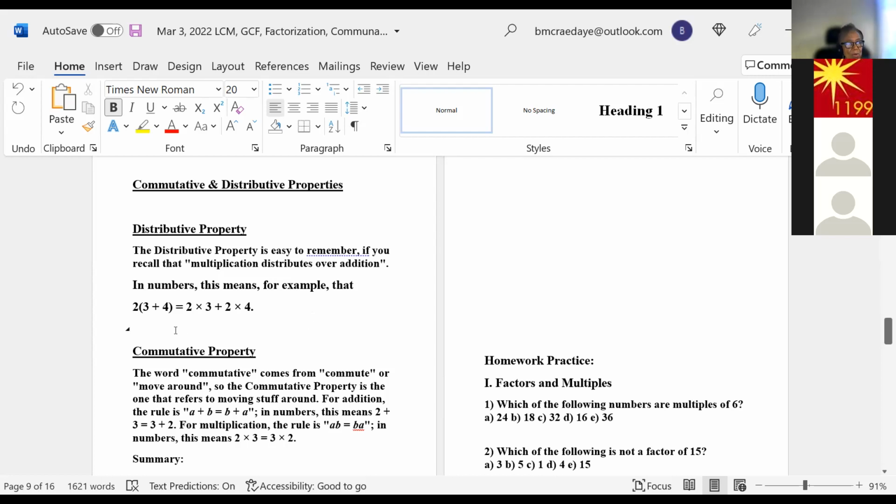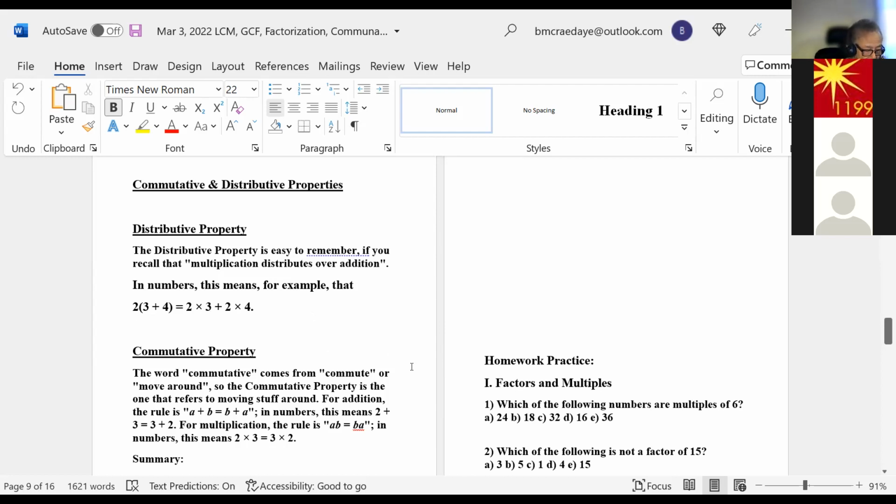So 2 times 3 is 6, and 2 times 4 is 8, and 8 and 6 is 14. So 4 and 3 is 7, 2 times 7 is 14. So you can see it works, right? All right. Now, this also works if you have variables.